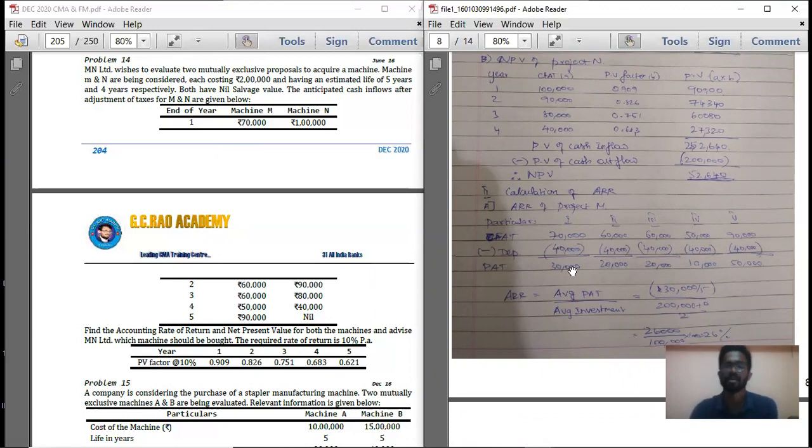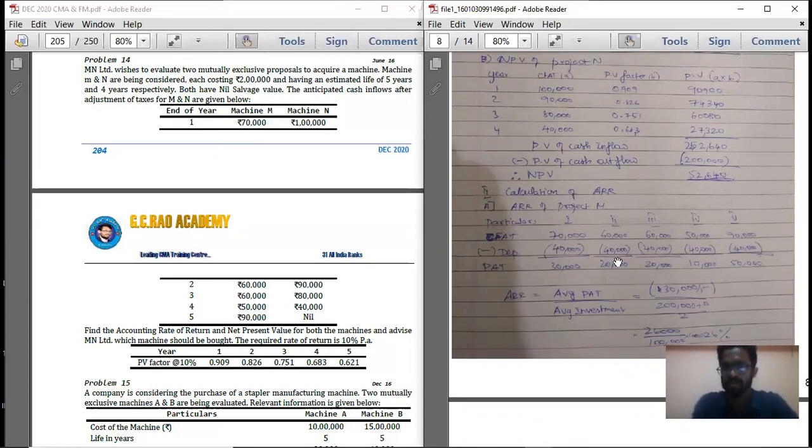40,000 within bracket. Now if you deduct it, below that particular column, record PAT, that is profit after tax. So CFAT minus depreciation is PAT. For each year, 70,000 minus 40,000, you are getting 30,000. So in respect of year 1, record 30,000.